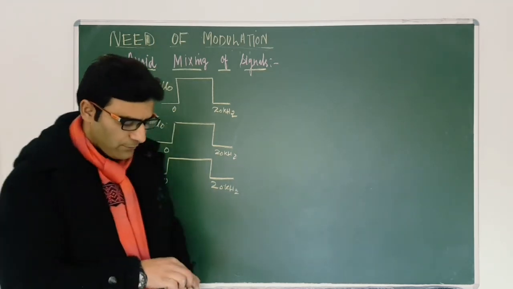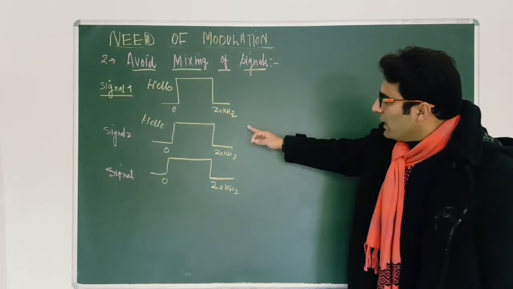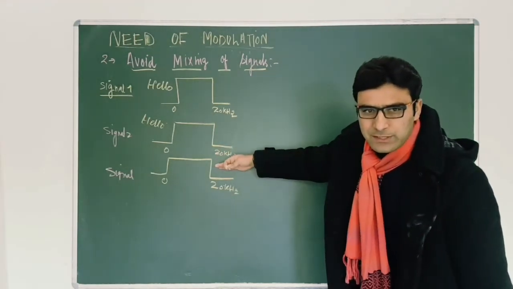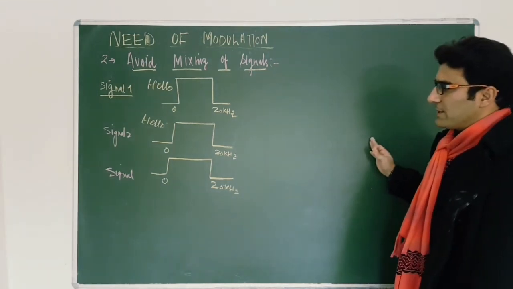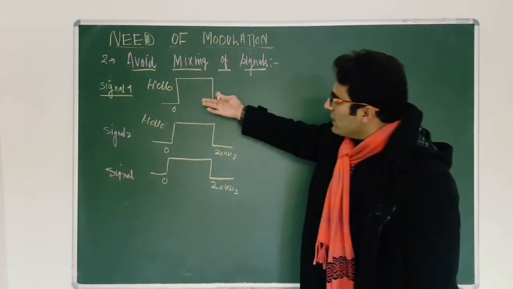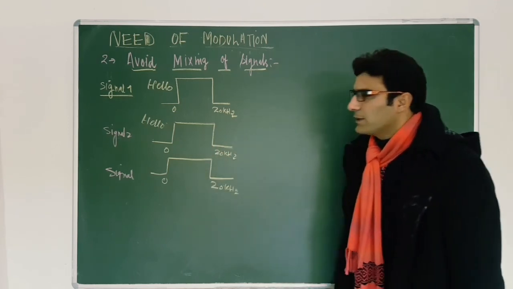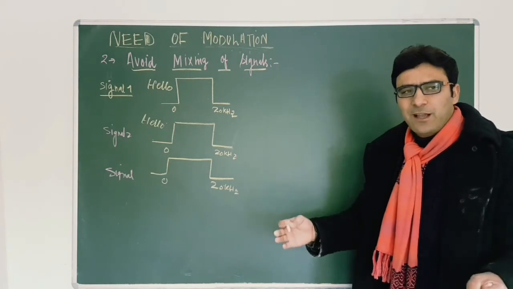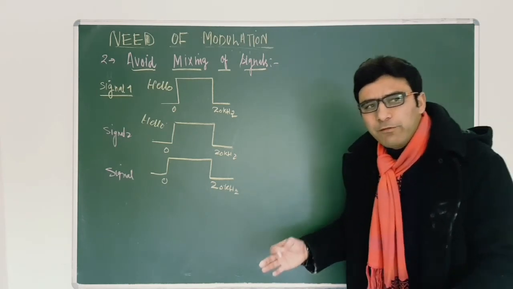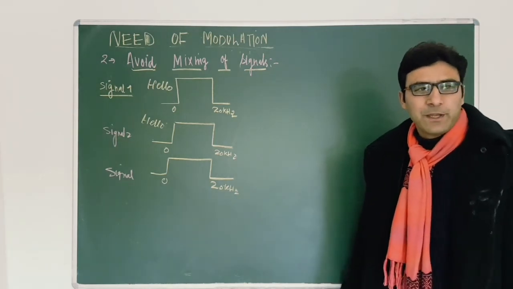Now see here what actually happens. If we have a communication channel and there are 3 users who want to transmit their message in the same frequency channel, and you will see this is 0 to 20 kilohertz, this is 0 to 20 kilohertz, this is 0 to 20 kilohertz, and all the signals in the communication channel will mix up if we will send these signals without modulation.